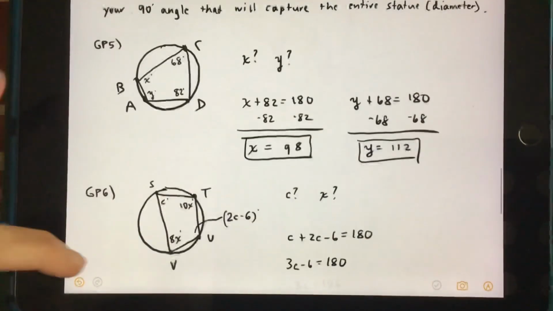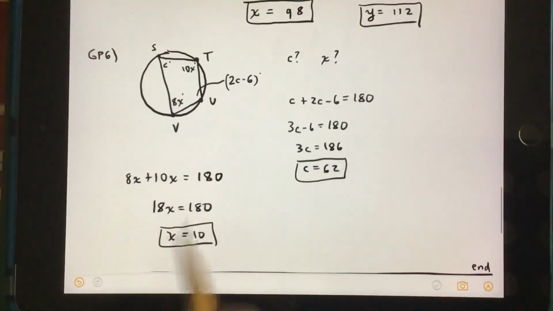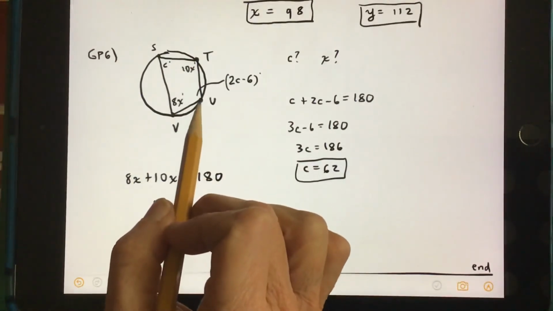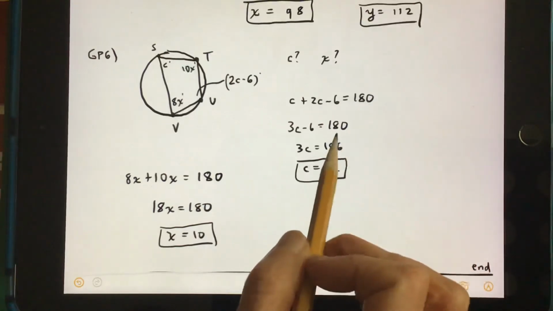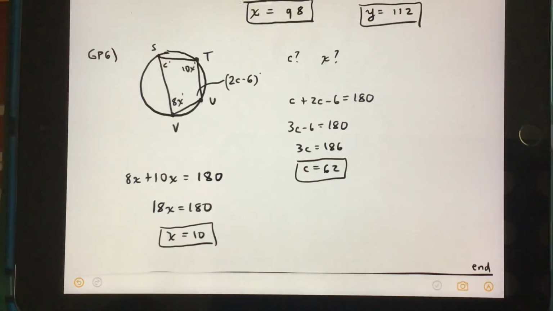The last problem will be similar to guided practice 5. So guided practice 6, again, we have a quadrilateral that is inscribed inside of a circle. And once again, those opposite angles will be supplementary. So we can find out the value of c and x knowing that relationship. So first we can say c plus its opposite angle 2c minus 6, they'll have to add to 180. We solve that equation, and we're going to find out c is 62.